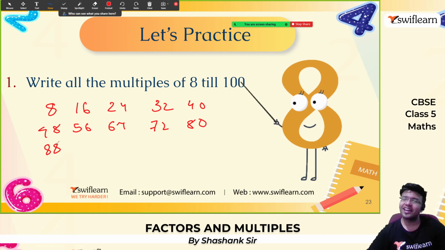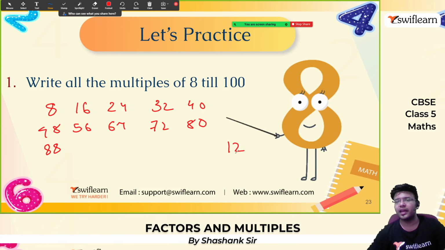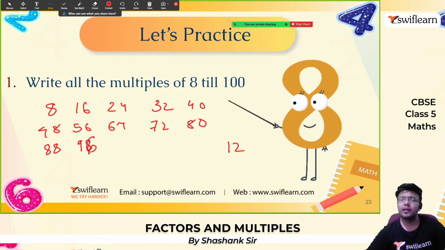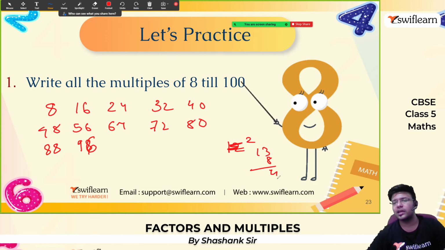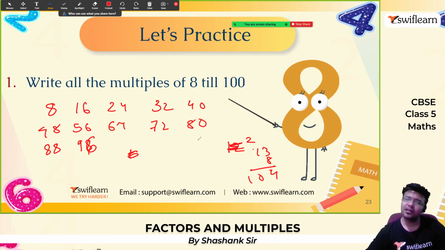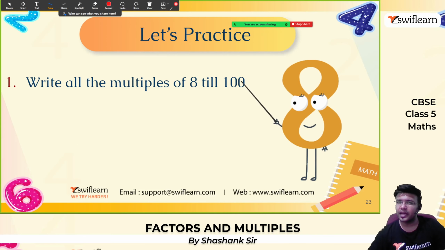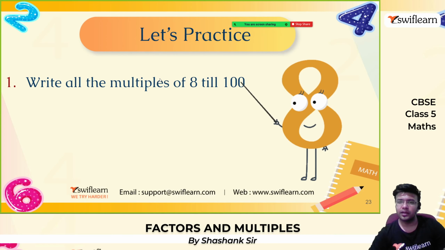8 elevens are 88, 8 twelves are 96. Okay, 8 thirteens are 104, but it is exceeding 100. So these numbers are the multiples of 8 till 100.